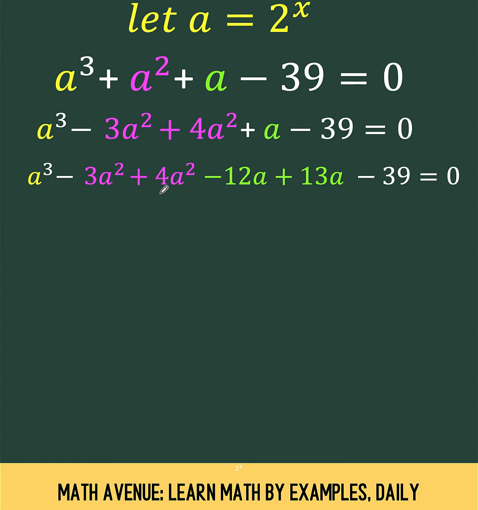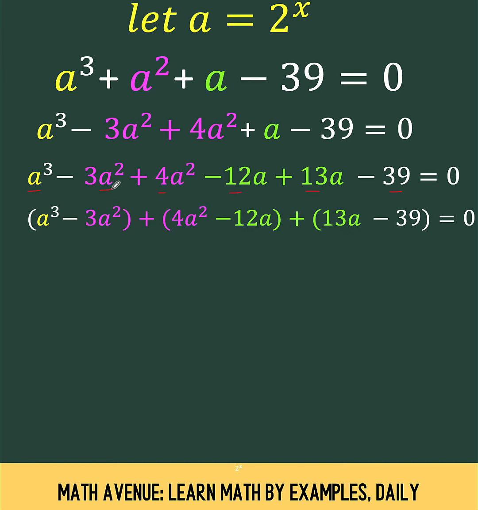Notice here that this 4 and this 12 have a common factor of 4. This 13 and this 39 have a common factor of 13. This a cubed and this a squared have a common factor of a squared. In other words, we can group the terms together like this, and we can perform factoring by grouping. The common factor here is a squared. The common factor here is 4a. The common factor here is 13.